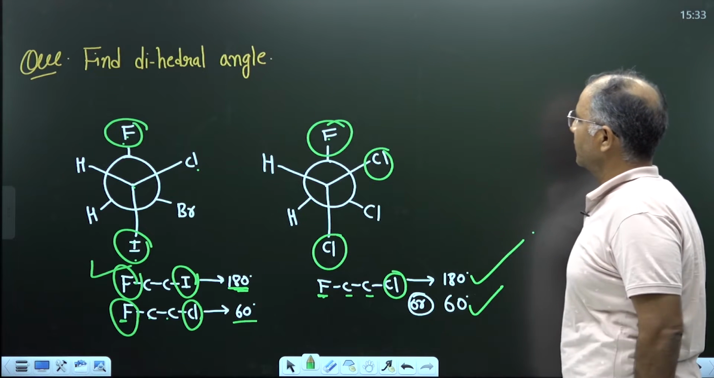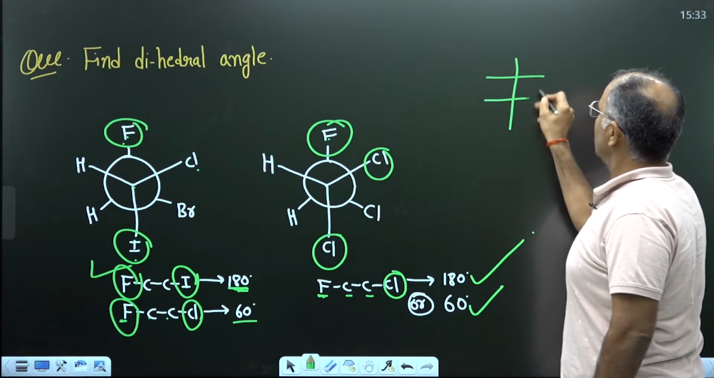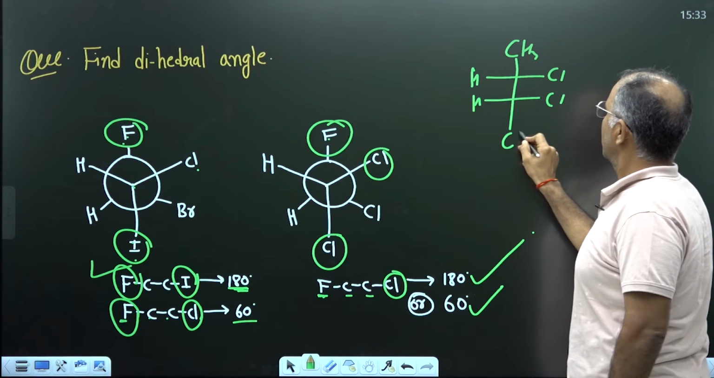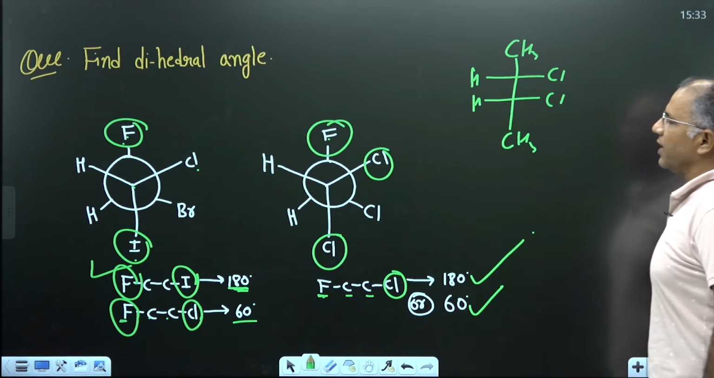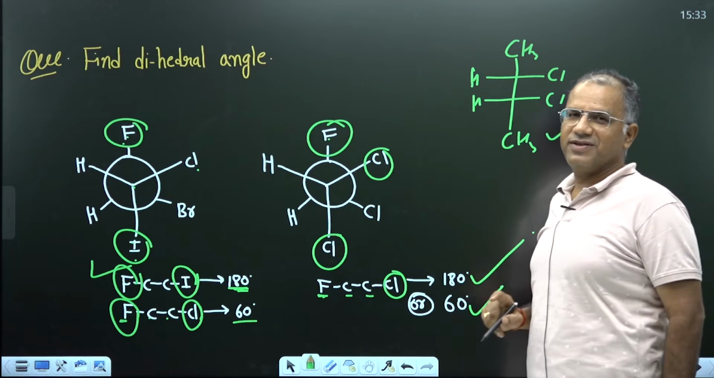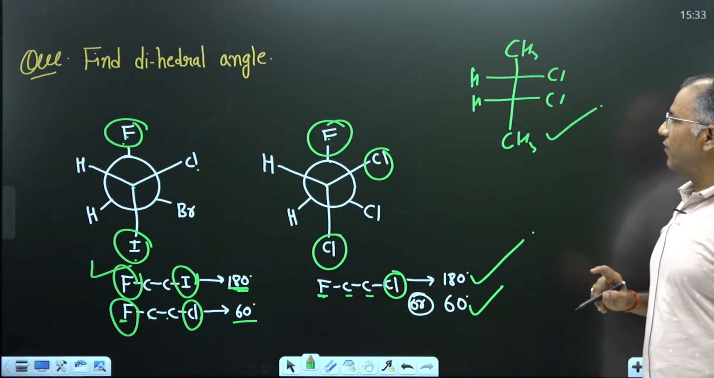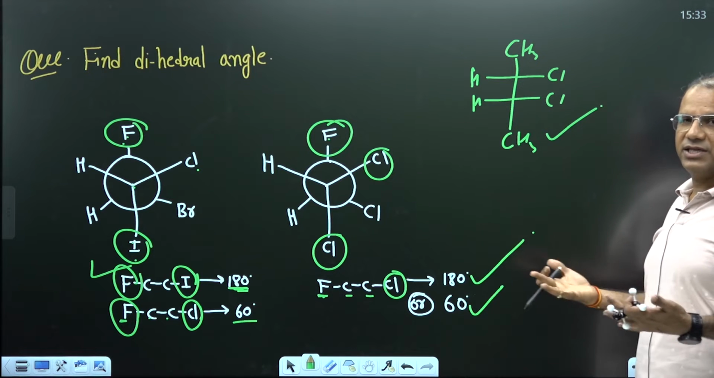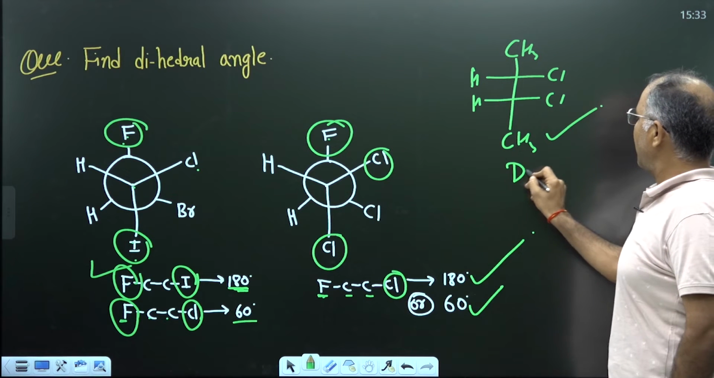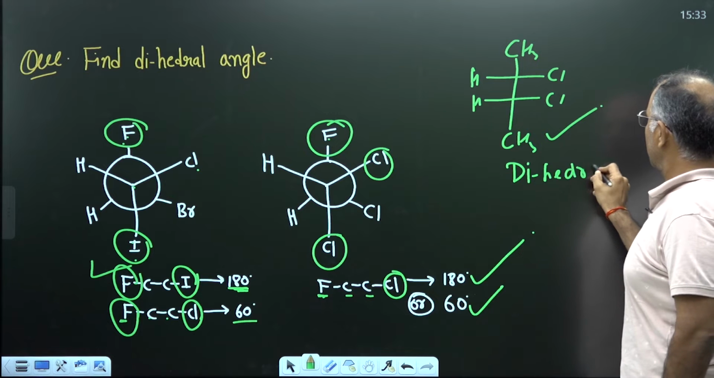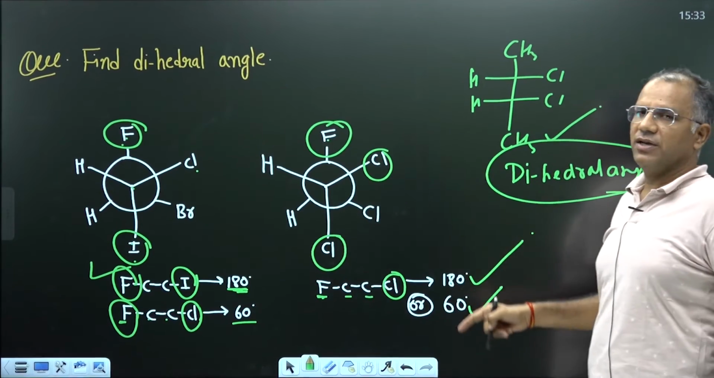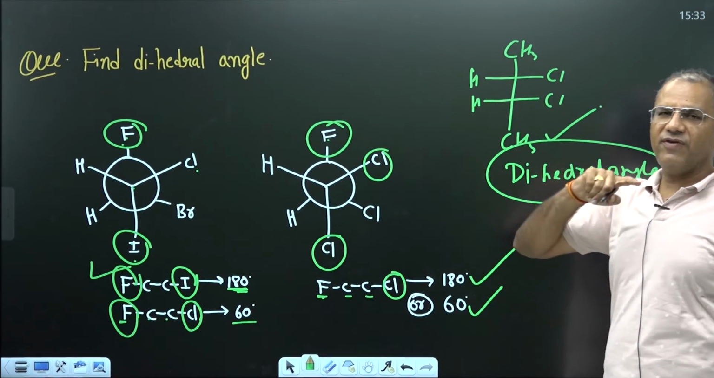Got it? Now if I ask you the question, find dihedral angle, this means the question is incomplete. First of all, I have to write find the dihedral angle of the lowest energy conformer or highest energy conformer, or I have to specify it. If I write find dihedral angle, then we can find the dihedral angle in Newman projection. We have to convert this into Newman, then we can find the dihedral angle.